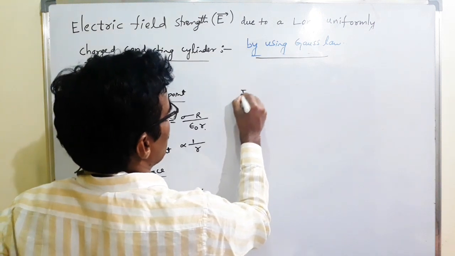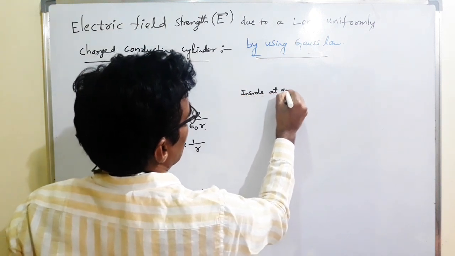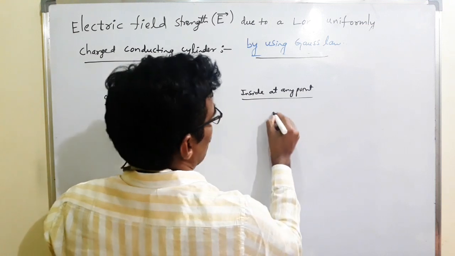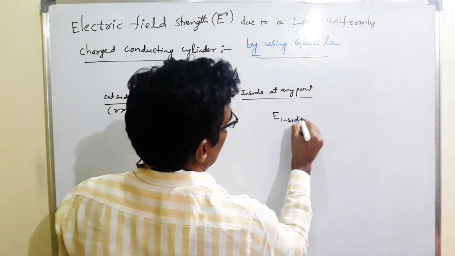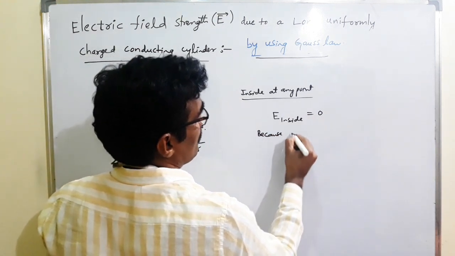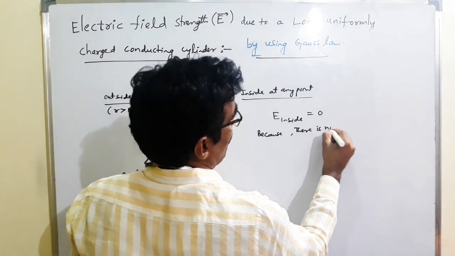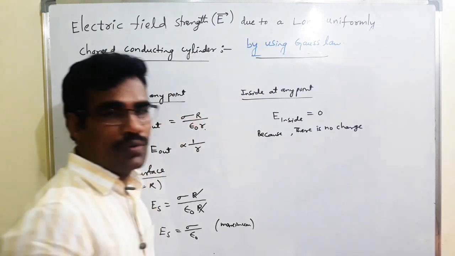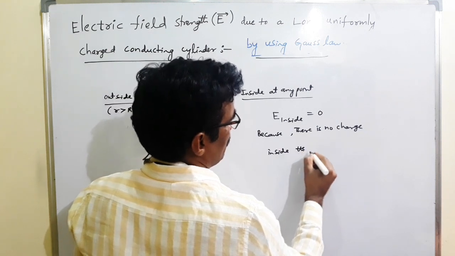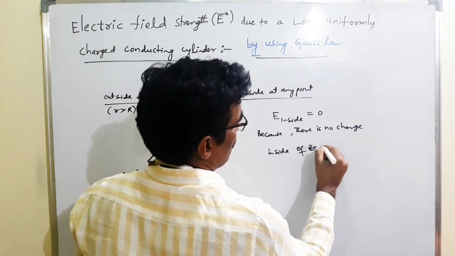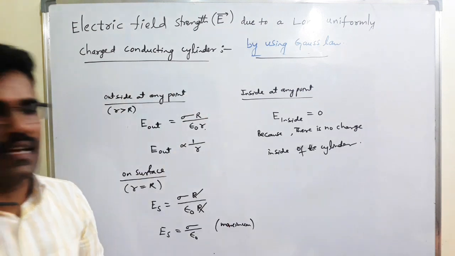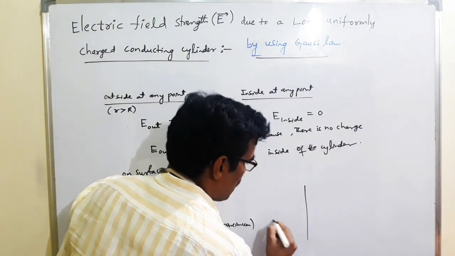Then inside at any point, students listen, the field inside at any point is zero, because there is no charge inside the cylinder, because it is a conducting cylinder. So that is the field inside.